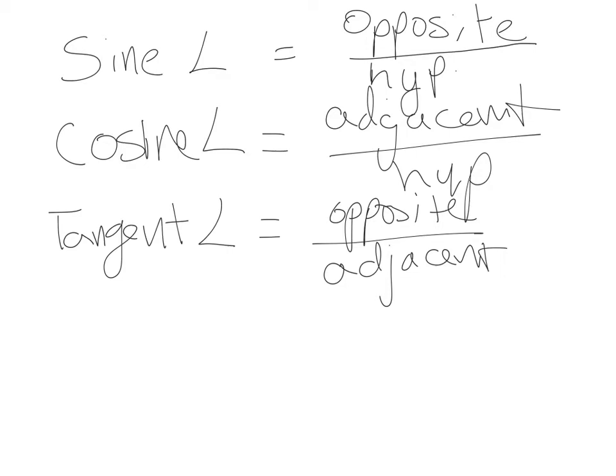So those are your trigonometric ratios, and as you can see, SOHCAHTOA comes from sine opposite hypotenuse, cosine adjacent hypotenuse, tangent opposite over adjacent. So that's why SOHCAHTOA is a good thing to memorize, because that tells you all of your trigonometric ratios.